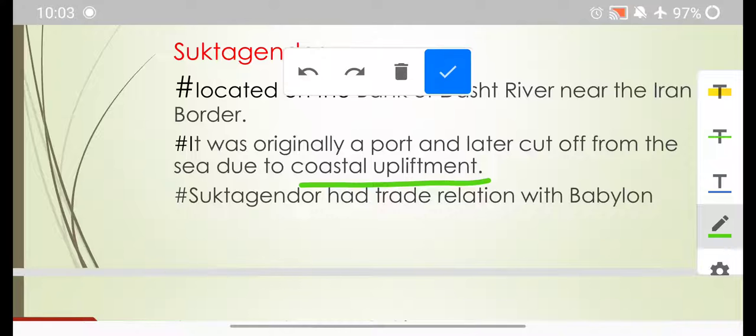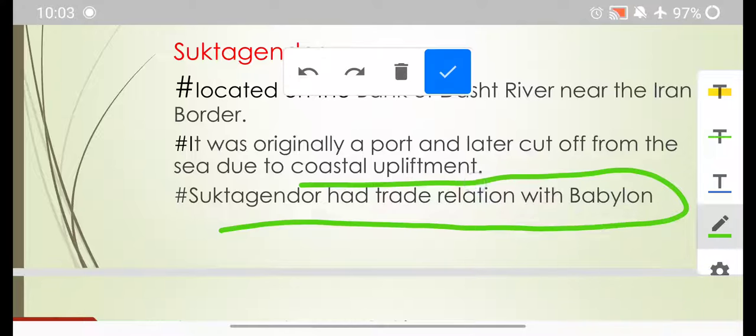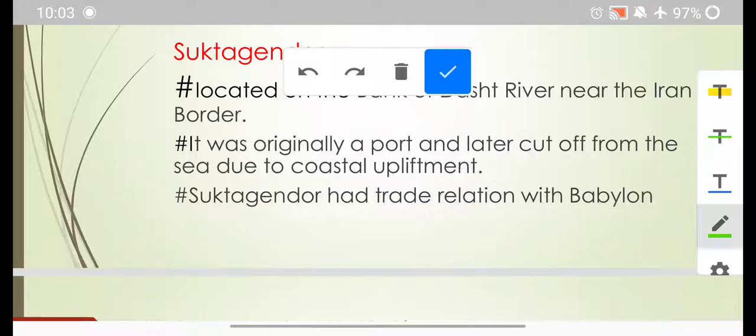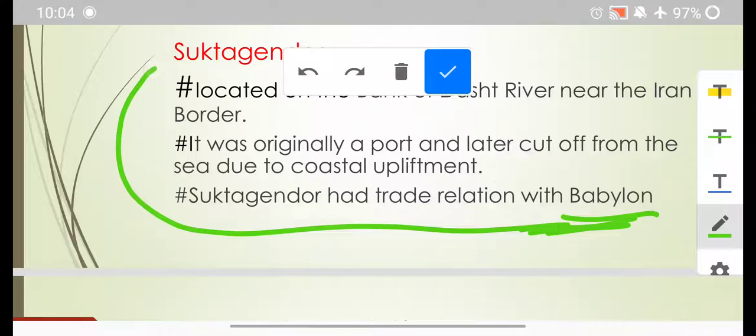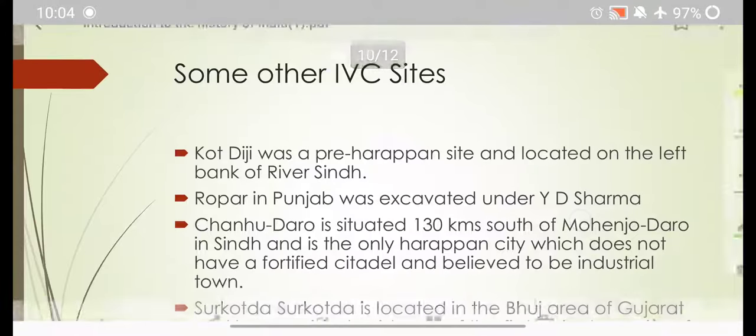Suttagendor shows that it had relations with Babylon. We have to know this one very clearly. What we must know is that Suttagendor shows the Indus Valley civilization people had relations with Babylon.